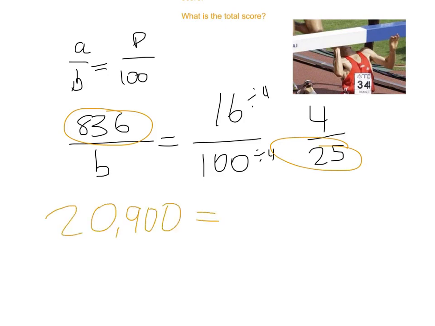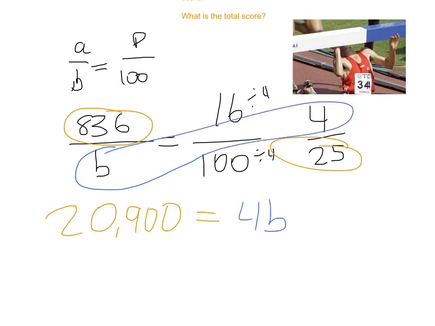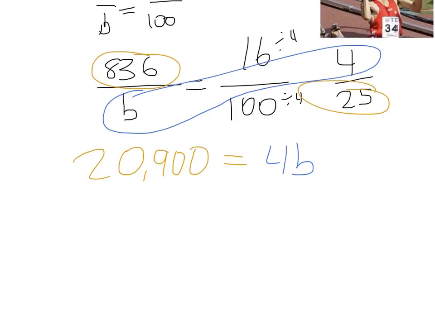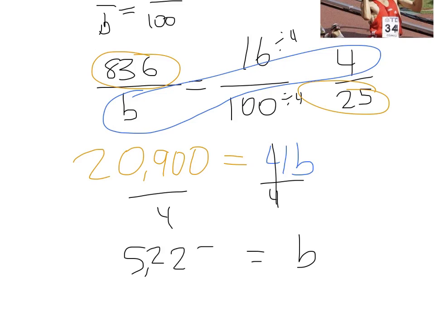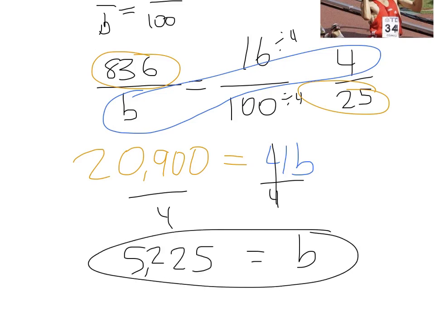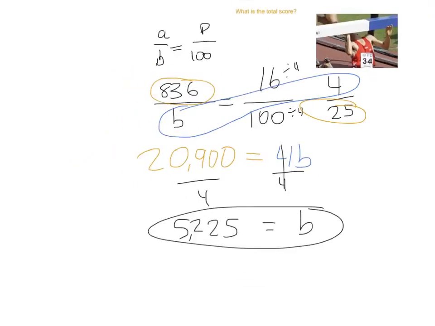is equal to B times 4, or just 4B. So then what I can do is just say, oh, got to get B by itself. Let's divide by 4 and divide by 4. 20,900 divided by 4 actually gets you 5,225. That cancels. Okay, so what does that mean? B equals 5,225 in this case.